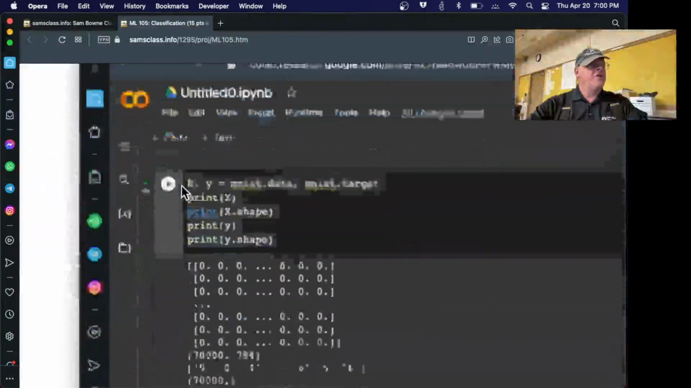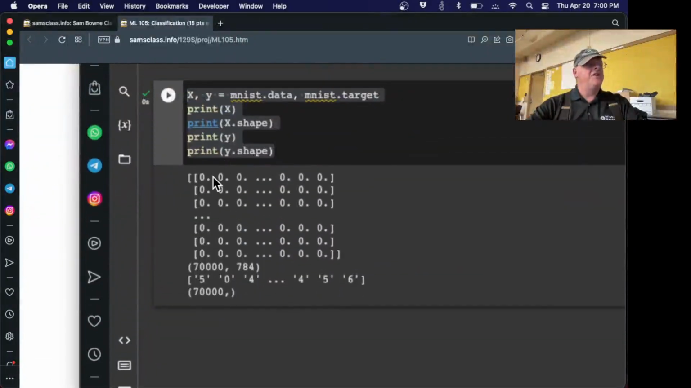So you can print out some of them. The data is like this. It's a bunch of pixel values, just many rows of pixels, 70,000 rows with 784 pixel values in each row that go from 0 to 255 in grayscale, and then the right answer. The first one is a 5, the next one's a 0, the next one's a 4, and so on.